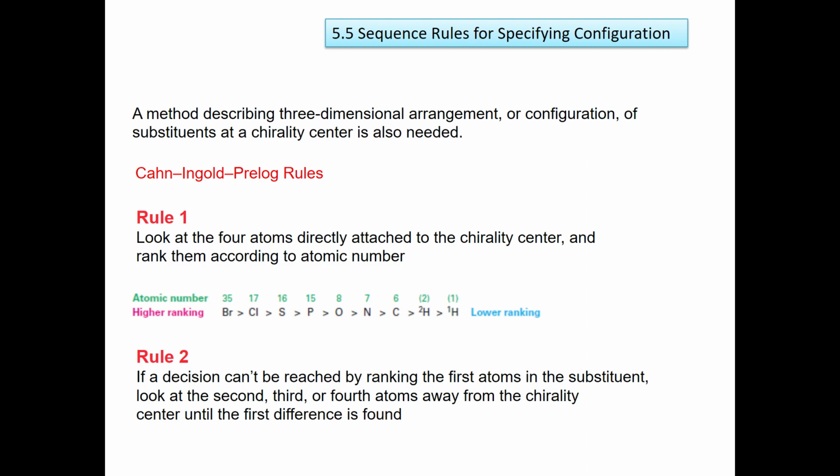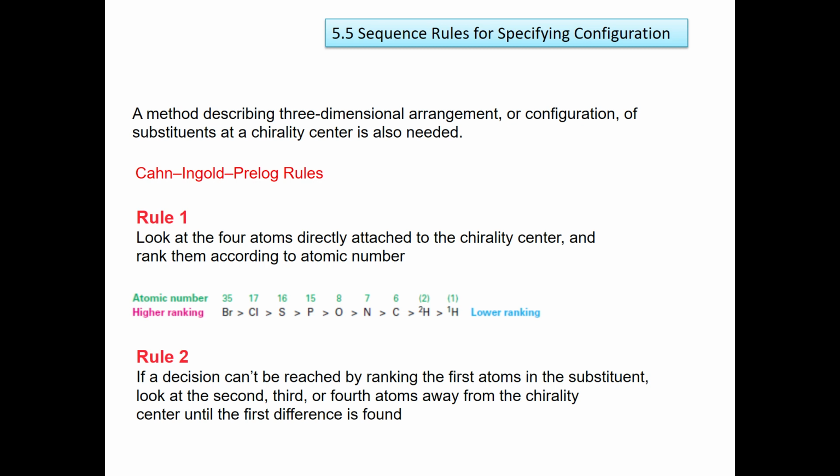Okay, then well, now what we need to do is to develop a method in order to name these chiral centers. In order to do this, what we will do is to follow several rules. Okay?